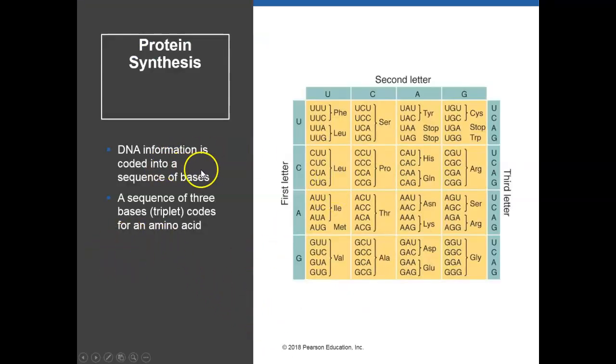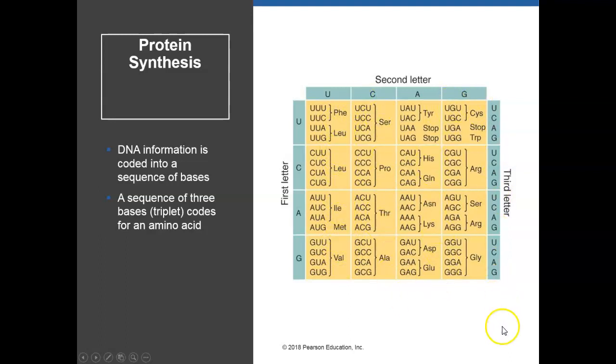So DNA is coded in a series of bases. And so for every 3 nucleotides in DNA, we have 1 amino acid being coded for. So over here you can see an amino acid codon table. This is an RNA codon table. So you can see these are all RNA nucleotides: uracil, cytosine, adenine, and guanine. And within this, you have every single amino acid.